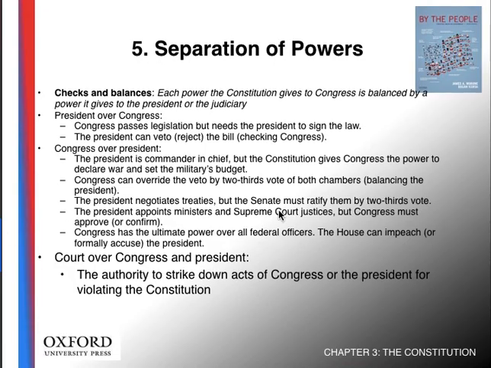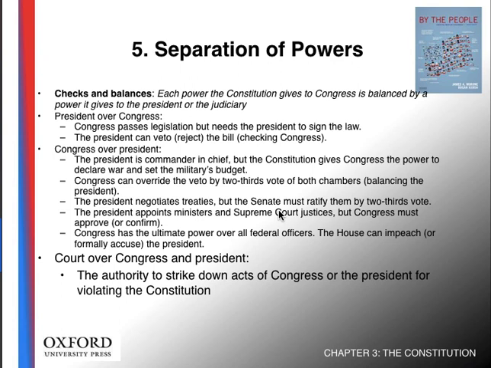The 5th problem is the separation of powers challenge. So the framers made 3 branches of government: the executive branch, which held the presidency and all of the bureaucracies, the legislative branch, which was Congress, and the judicial branch, which were the courts, and gave them each powers.